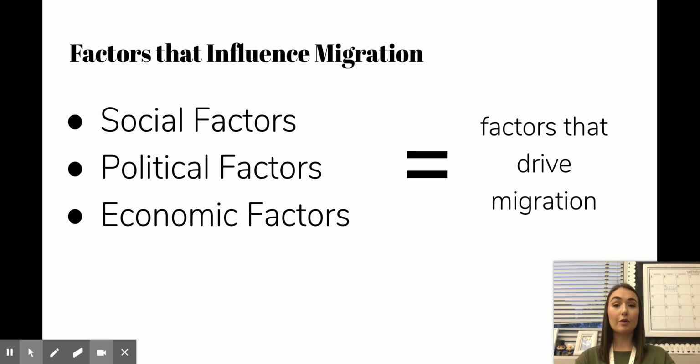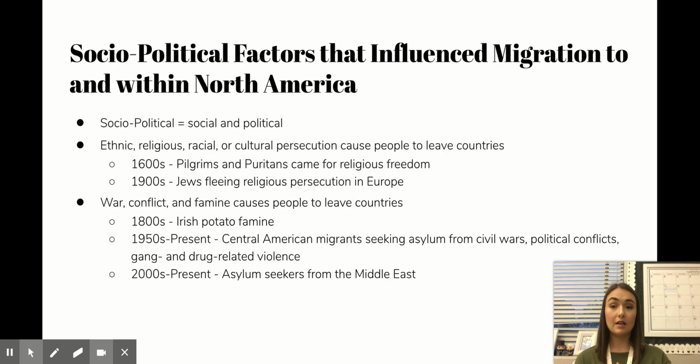So the three factors that influence migration are going to be social factors, political factors, and economic factors. These are the three factors that are going to drive migration either from a place or to a place. So let's look at the socio-political factors. I put these together because they are very related. Socio-political just means social and political. It's a fancy way of saying that.